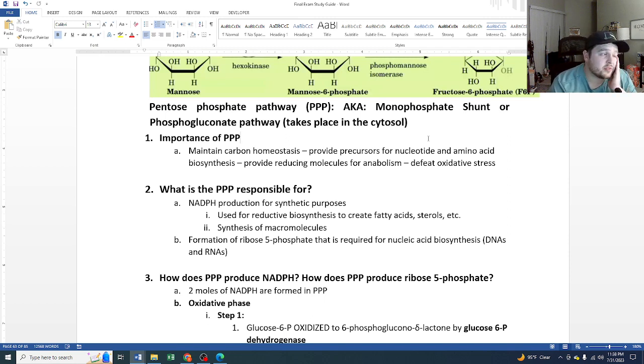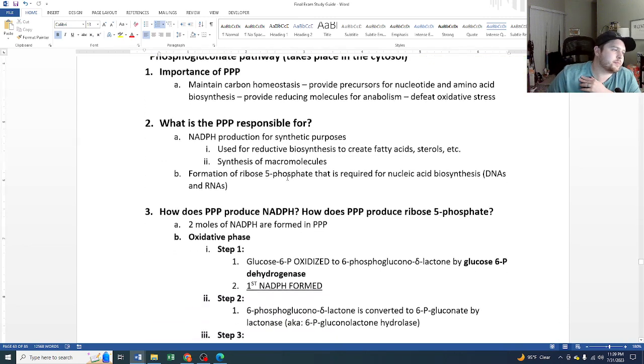So it's responsible for NADPH production for synthetic purposes, for biosynthesis. The NADPH is used for reductive biosynthesis to create fatty acids, sterols, those cholesterol type things. We'll learn more about those at the very beginning of Biochem 2, and also the synthesis of macromolecules. Formation of ribose 5-phosphate is required for nucleic acid biosynthesis.